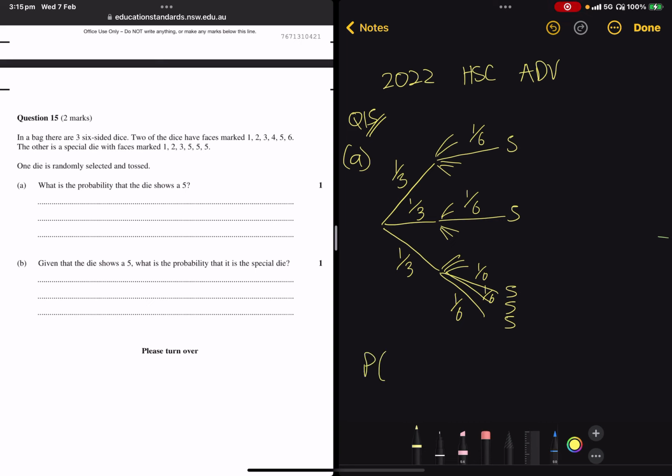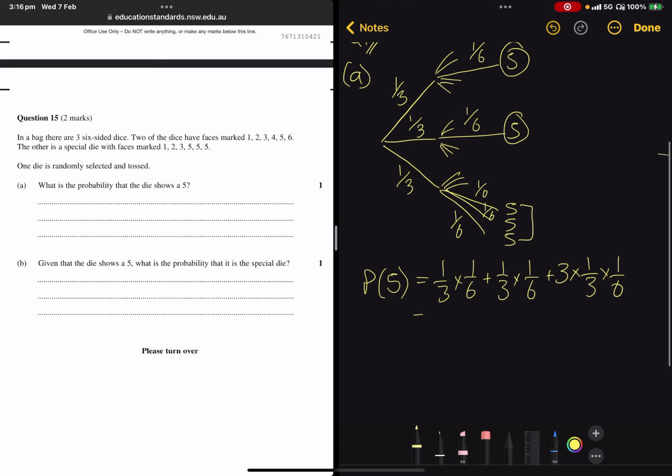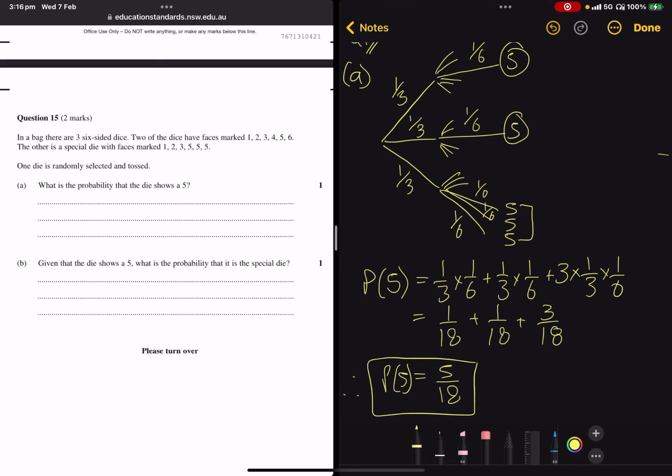So the probability that the dice rolls 5, let's call this P5, is 1/3 times the 6th, which is this top one, plus 1/3 times the 6th, which is this middle one, plus 3 times 1/3 times a 6th, which is these bottom 3. So we get 1/18 plus 1/18 plus 3/18. This is 18ths. This is 5/18. This fraction does not simplify. The probability of rolling a 5 in the case of this question is 5/18. And this is the answer we're after.